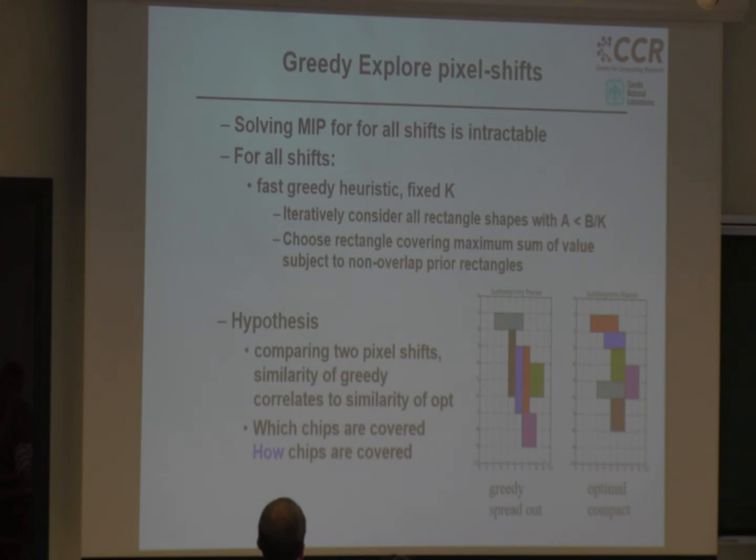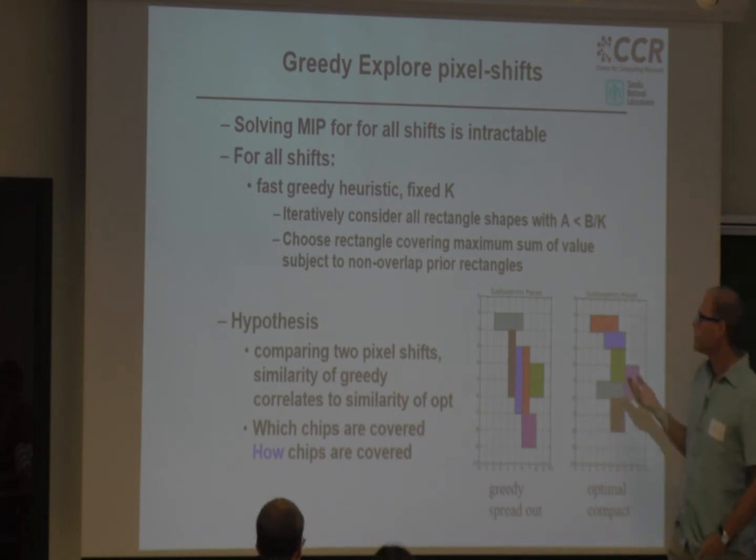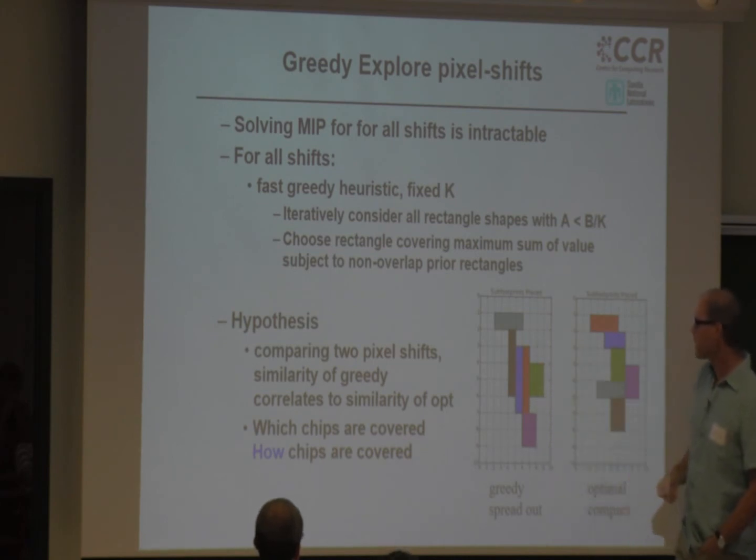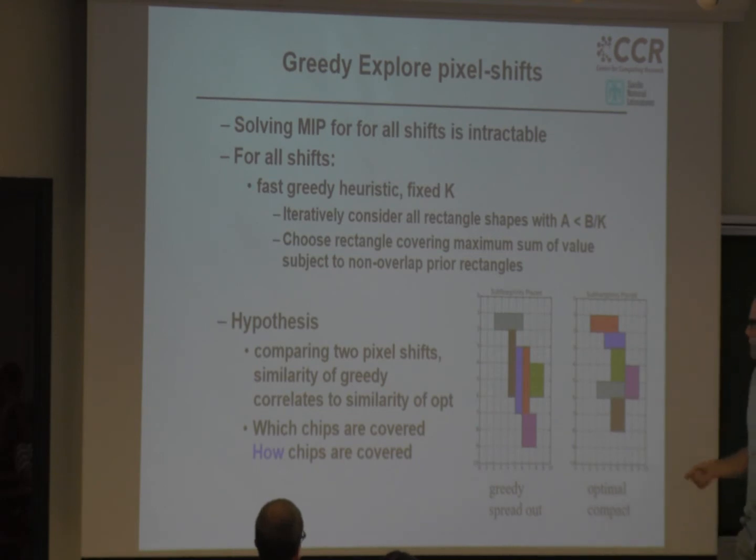All right, so this is the more geometric part. We can't always solve, don't have enough time to solve all the MIPs. So let's do a greedy heuristic where we just put down the rectangle that covers the most valuable chips, and just keep doing that, constraining to be non-overlapped. And so greedy solutions kind of look like this. And then if you run the optimal MIP on it, you get something like this.